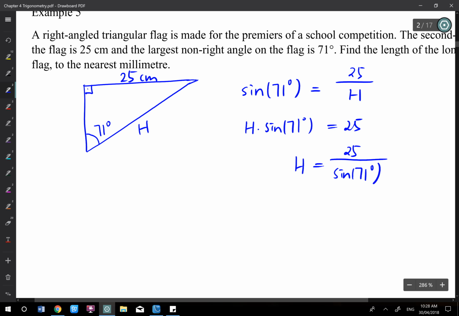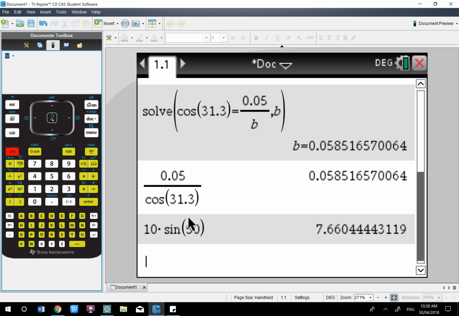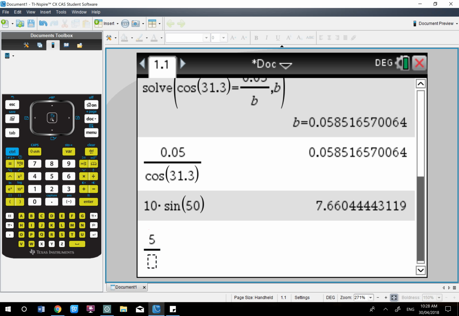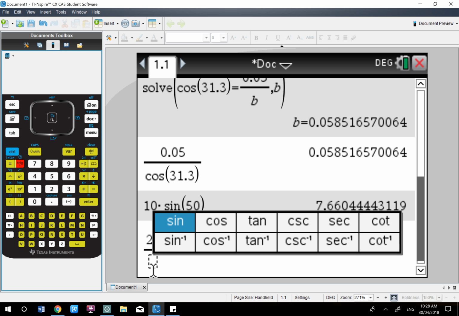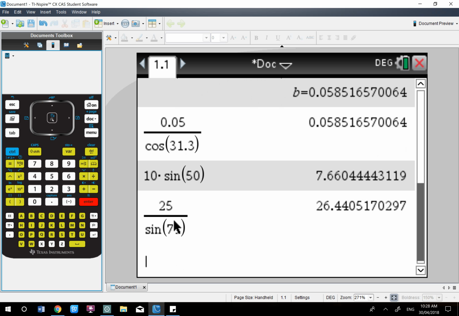See, I still have a final expression for the final answer, and then put it into the calculator and press Ctrl and Enter. Don't round it before that. Don't round, for example, sine 71 degrees. That's not right. So what we can do is 25 over sine 71. Ctrl and Enter. Give me 26.44.